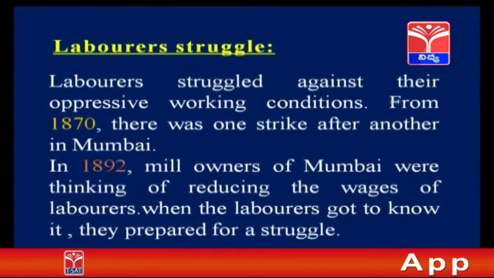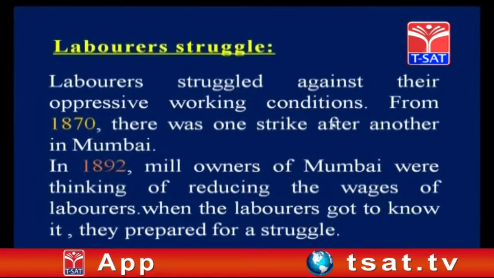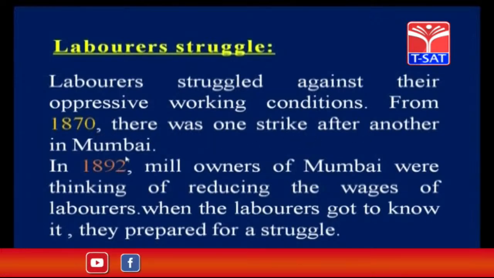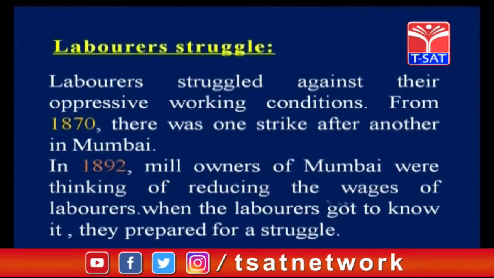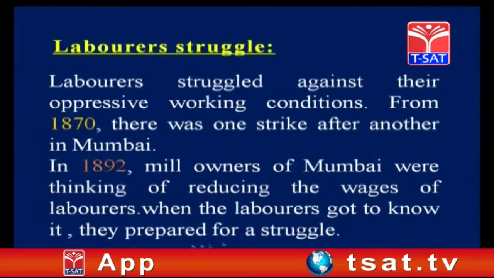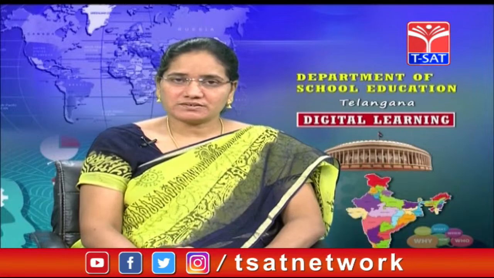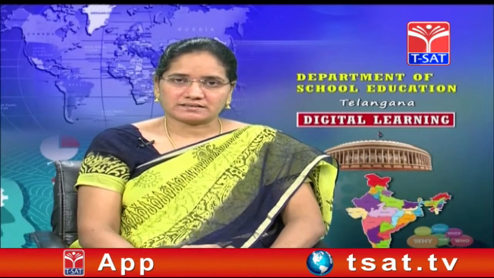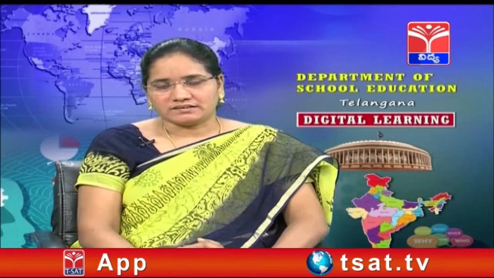The laborers struggled against their oppressive working conditions. From 1870, there was one strike after another in Mumbai. In 1892, the mill owners of Mumbai were thinking of reducing the wages of laborers. When the laborers got to know it, they prepared for a struggle. Though production increased, they never increased the salaries of the laborers, but even started thinking of reducing the wages. Knowing this, all the laborers working in the mills started to fight against the owners.